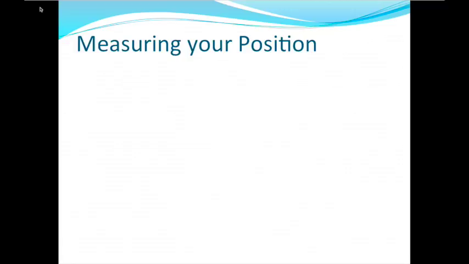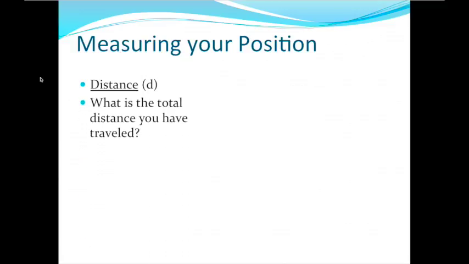So to measure your position, we have a few ways that we measure position. One, we measure in distance, and we signify that with a lowercase d. That's going to come up when you talk about the other one. And that's just how far you've gone. What's the total distance you have traveled? It doesn't matter the path you've taken. We do this a lot. We talk about exercising, and sometimes you're running on the treadmill. We still ask you what your distance was, and we expect you to tell us how far you ran on that treadmill, even though you didn't actually change spots.